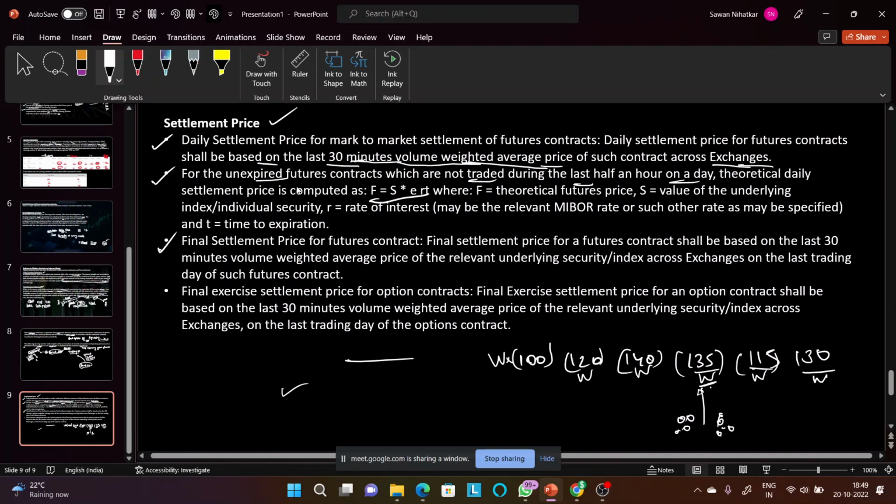Lastly, the final settlement price for the futures contract. So now the final settlement price for a futures contract shall be based on the last 30 minutes volume weighted average price of the relevant underlying security or index across exchanges on the last trading day.